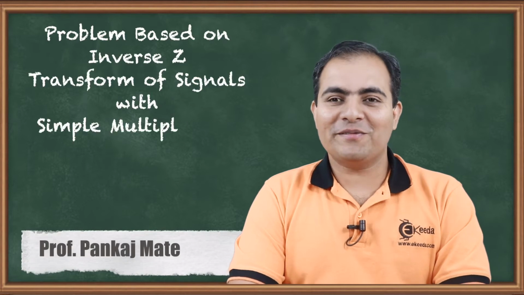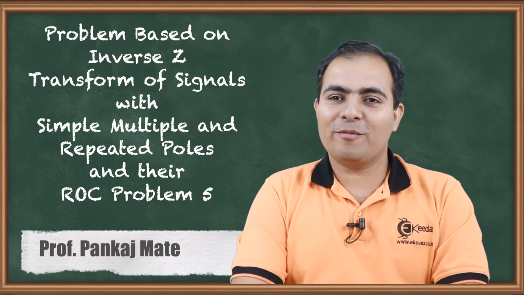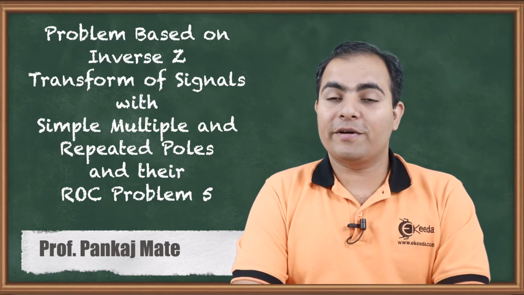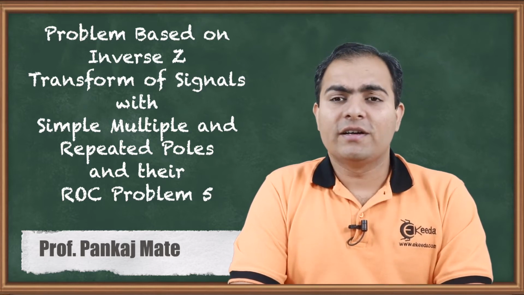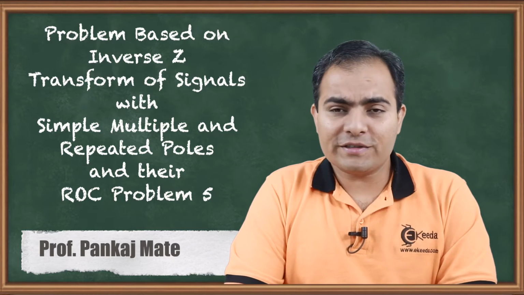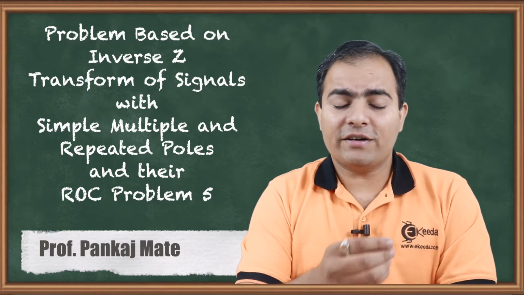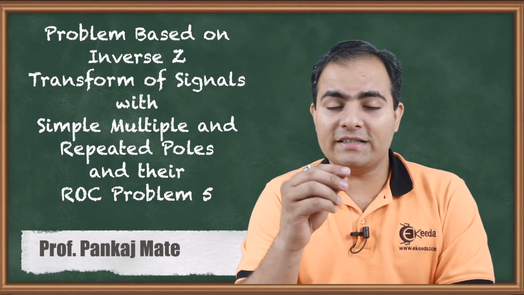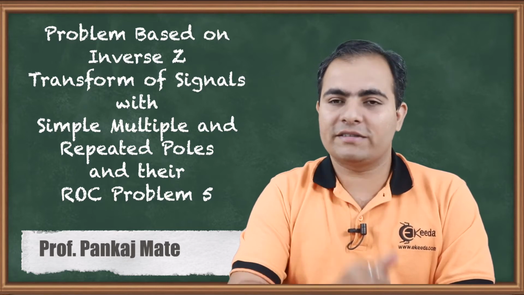Hello students, and today we are going to study a numerical problem number 5, which is based on simple pole, multiple pole and repeated poles and their ROCs. Basically, in most of the questions we have seen the h of z or x of z, whatever function is given, but in that function the z is given in normal z or in inverse z.